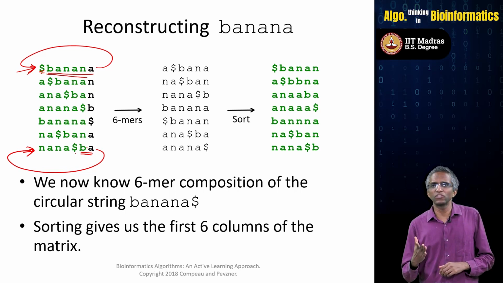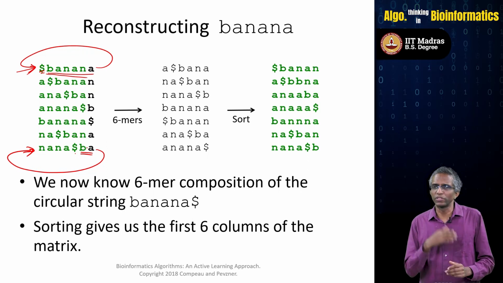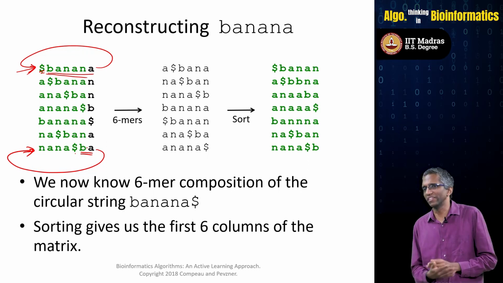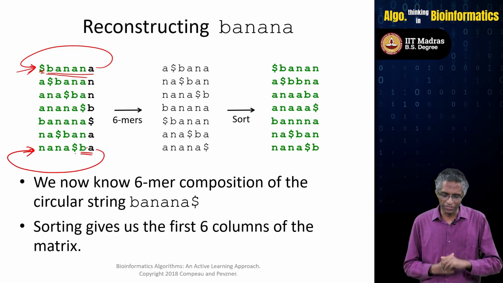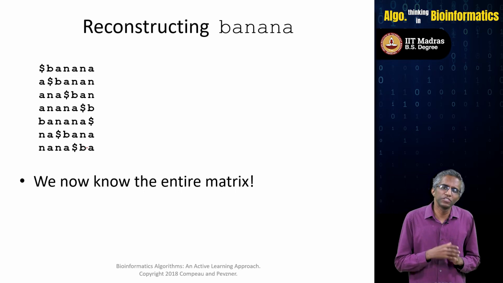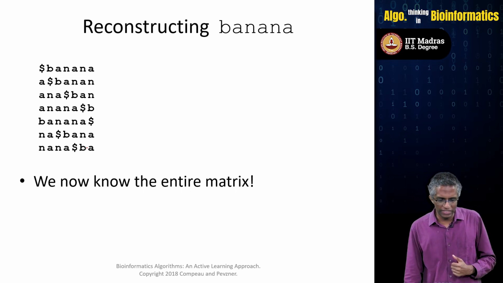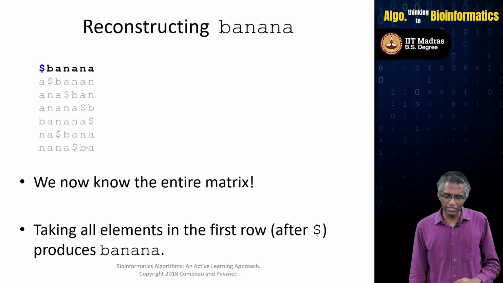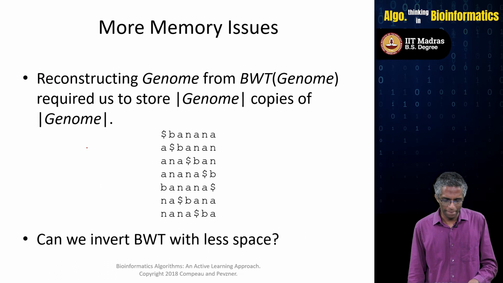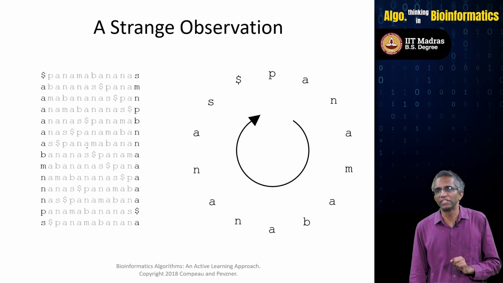If you know the last column, you don't need to know any other columns because you can do this procedure of sorting the 1-mers, sorting the 2-mers, sorting the 3-mers, and so on to construct the full matrix. But can we do this better than working with the whole matrix? The matrix is nice to understand the concept, but in implementations we may not want to store the whole matrix. So can we invert BWT with less space? That is what we are going to look at.